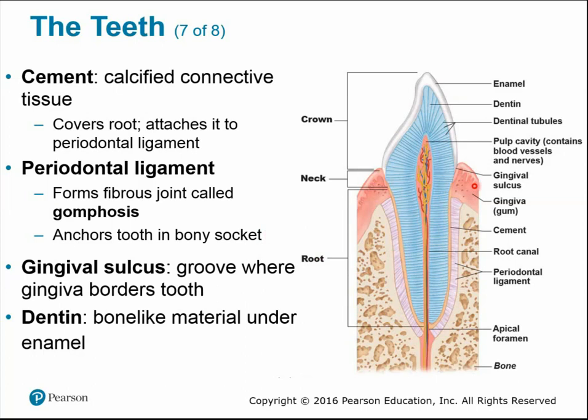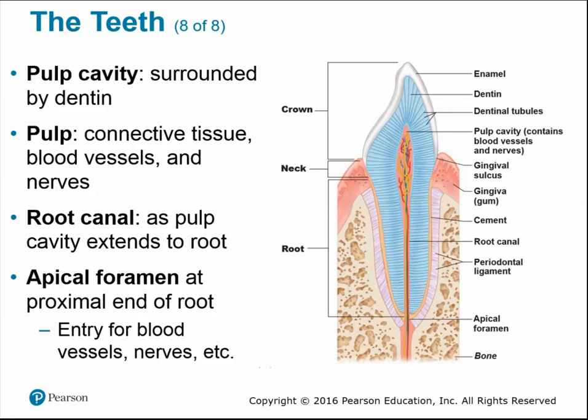And then the gingival sulcus. A sulcus is just a groove. It's the groove where the gum borders the tooth. This will be where things like food and plaque and bacteria can accumulate. The dentin is some bone-like material that's underneath the enamel. Then finally, the pulp cavity is going to be surrounded by that dentin, so it's protected. All the nerves and blood vessels are being protected by this hard, bony-like dentin substance.